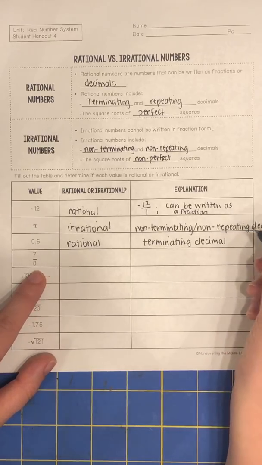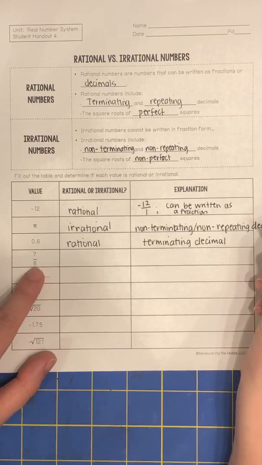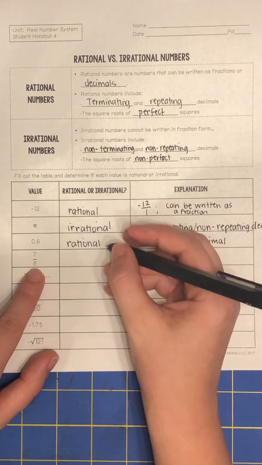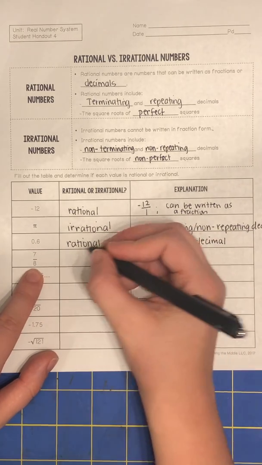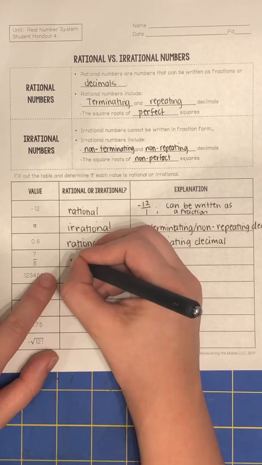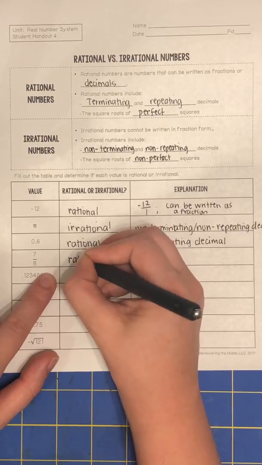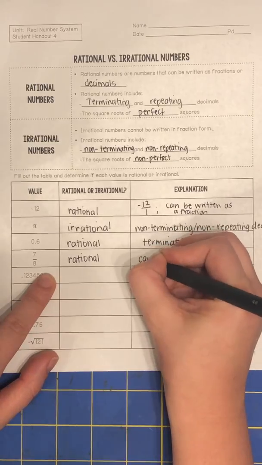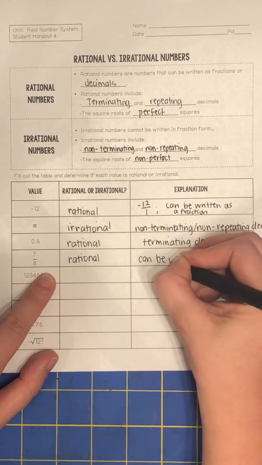All right, 7/8. 7/8 is a rational number. We can write it as a fraction. It is written as a fraction. We can convert this into a decimal, and then we can change them back and forth into fractions and decimals. So this is in fact a rational number. The number can be written as a fraction, and it in fact is.